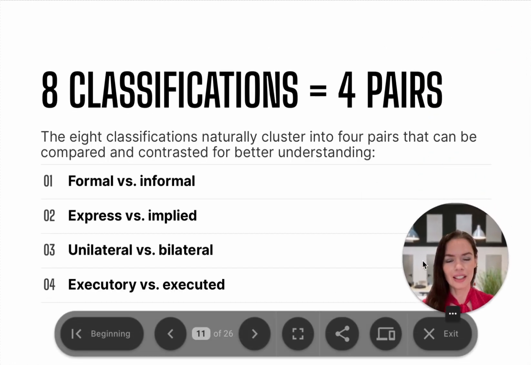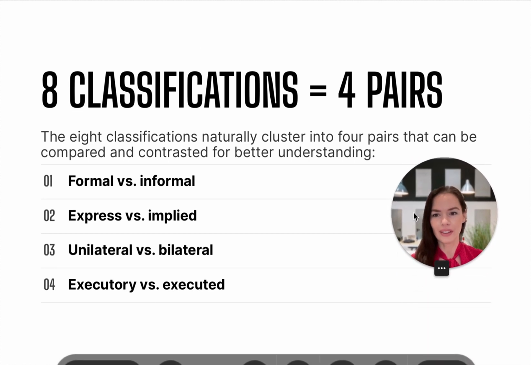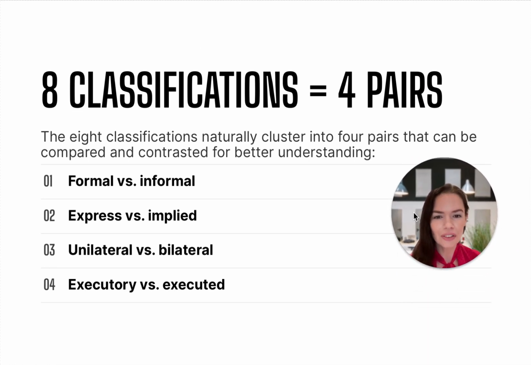8 classifications equals 4 pairs. The 8 classifications naturally cluster into 4 pairs that can be compared and contrasted for better understanding: formal versus informal, express versus implied, unilateral versus bilateral, executory versus executed.